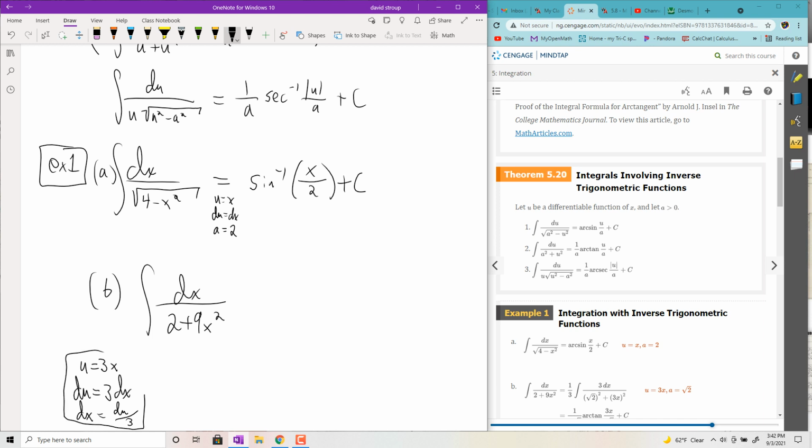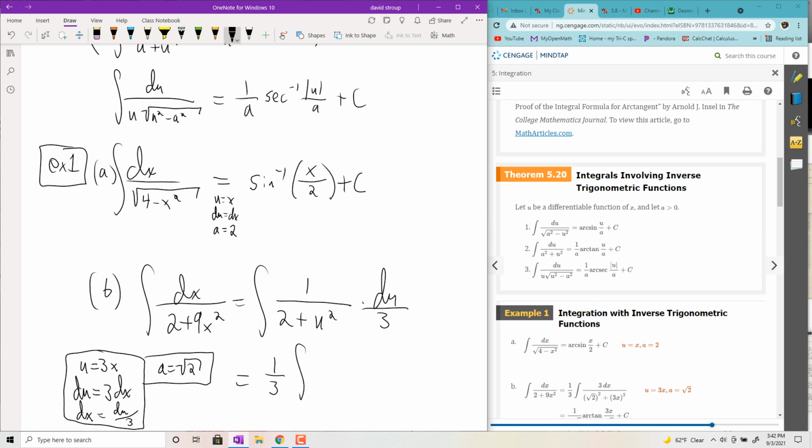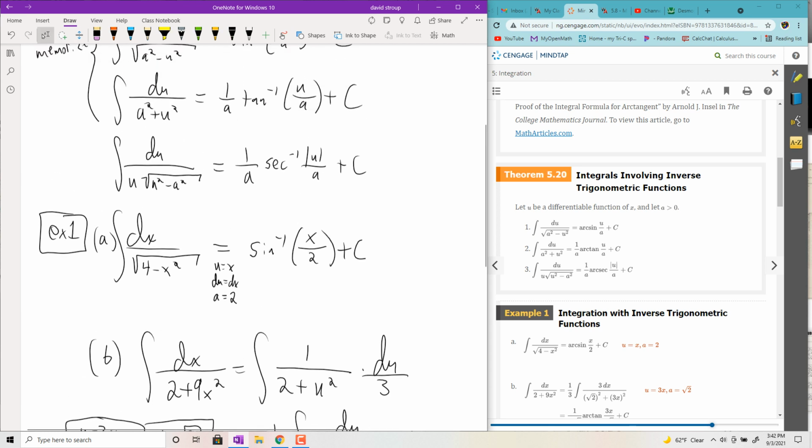And then on top of that, our a value is not 2, it's rather square root 2. Right? Okay, so let's see what we got. Do some subbing here first to get it in terms of du. So I have dx is du over 3. So I have 1 all over 2 plus u squared times dx, which is now du over 3. I could factor out that constant of 1/3, and then I just have the integral of du, and it's now in the form of the template that we're memorizing.